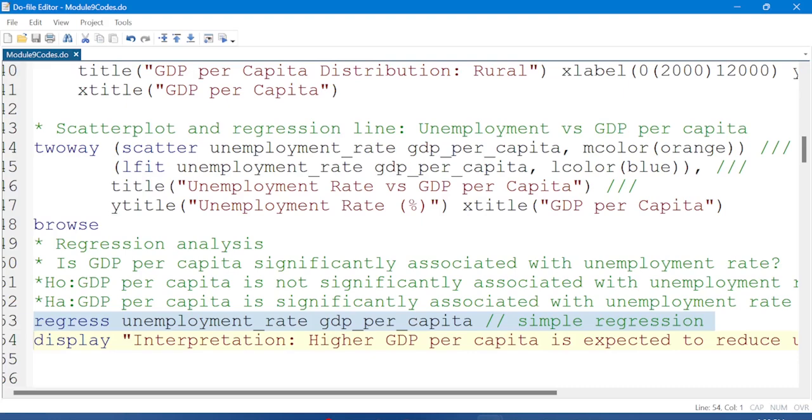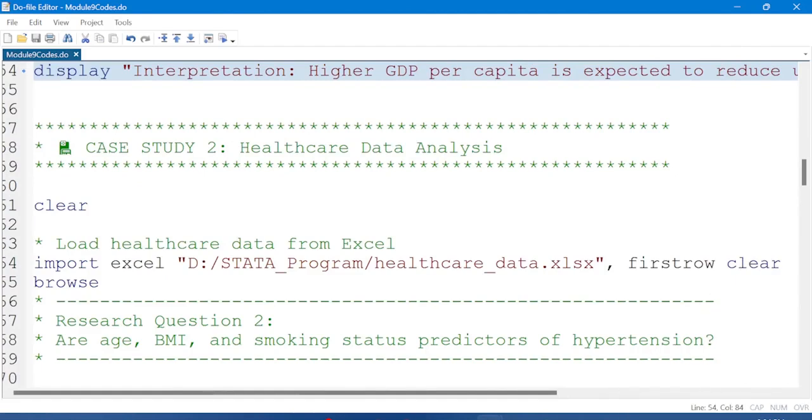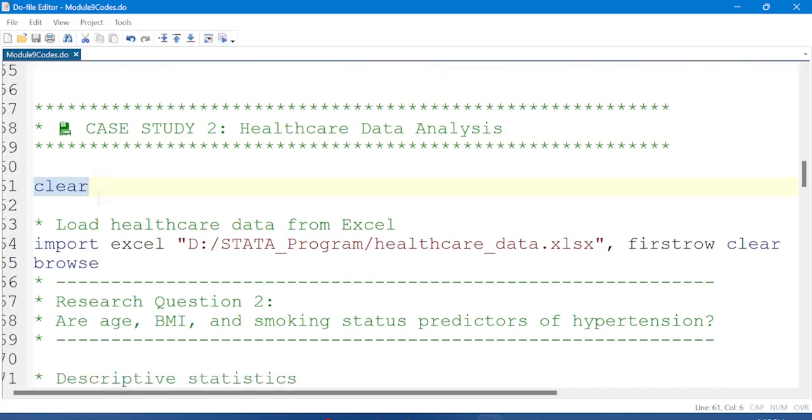code. And upon running this, the higher the GDP per capita, the less the unemployment, or simply the GDP per capita is expected to reduce the unemployment rate. The model is statistically significant. It's negatively correlated, which means as unemployment rate increases, GDP reduces, and as GDP increases, unemployment rate reduces, and it is statistically significant. And we are moving now to the next case study, which is case 2 about healthcare data analysis. And before that, we need to clear our memory so we can allow a new data set.